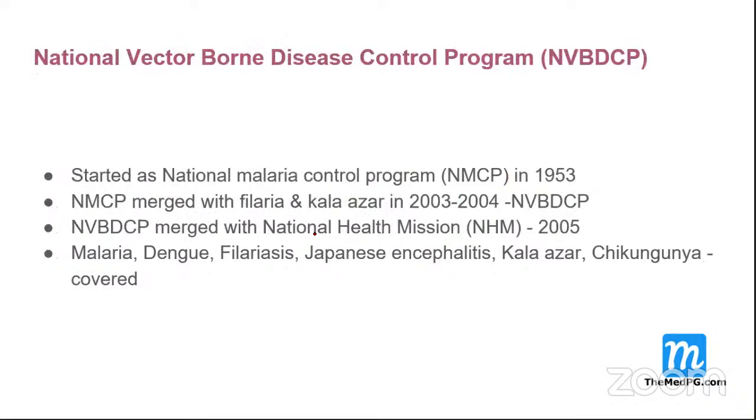All these things I'll take in the national health programs in the next sessions, but a little gist of information. This particular NVBDCP was initially started as the National Malaria Control Program, that is NMCP, in the year 1953. Then in 2003 and 2004, this national malaria program was merged with other programs, that is the filaria program and the national Kala Azar program. All this was merged together in 2003 to 2004 and renamed as the National Vector Borne Disease Control Program. So when was this program started, students?